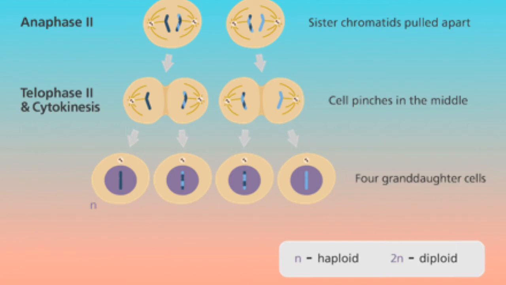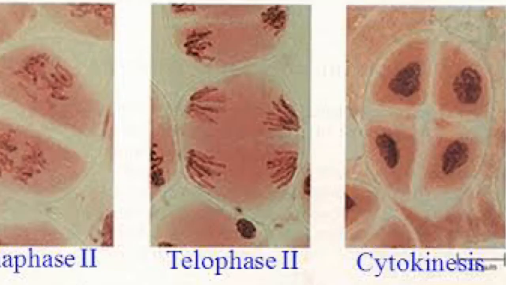So the cell undergoes cytokinesis, and after the process, four granddaughter cells are formed. Each newly formed cell contains half a set of chromosomes, or haploid chromosomes. Each chromosome is distinct and unique. It is composed of a mix of genetic material from the maternal as well as paternal chromosomes of the original cell.